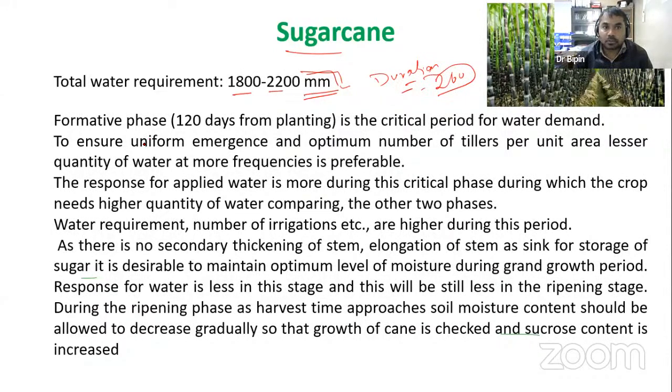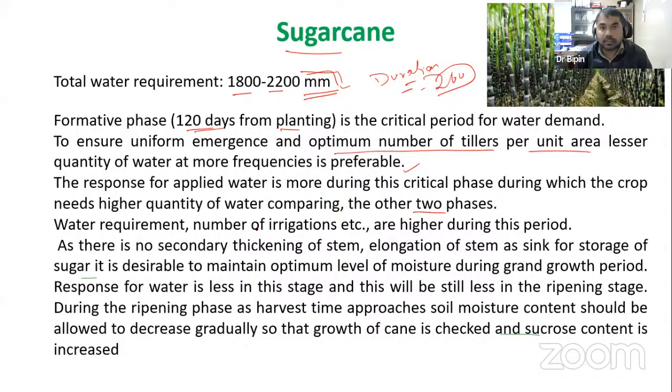Okay, so you can see here some of the critical phases, like the formative phase. 120 days from the planting is the critical period, because this is very important. At this stage, if you do not apply the optimum water, what will happen? Germination will not be uniform, and the optimum number of tillers per unit area will be lesser. So that is why this stage is very important, because at this stage moisture is more critical. The response to applied water is more during this critical phase, during which the crop needs higher quantity of water compared to other two phases.